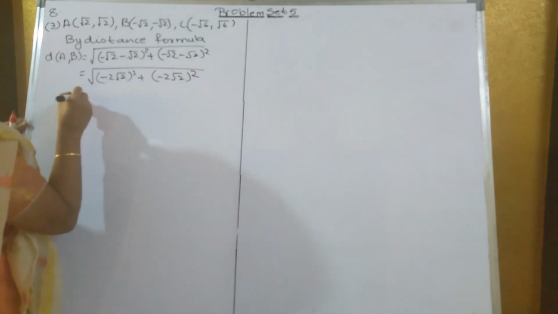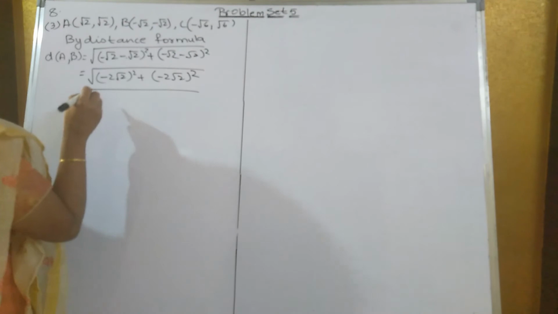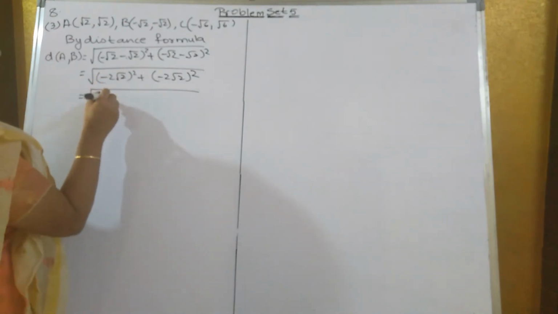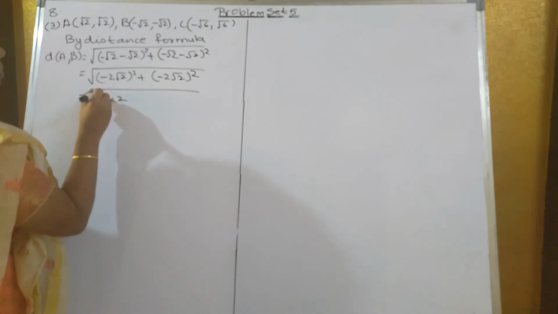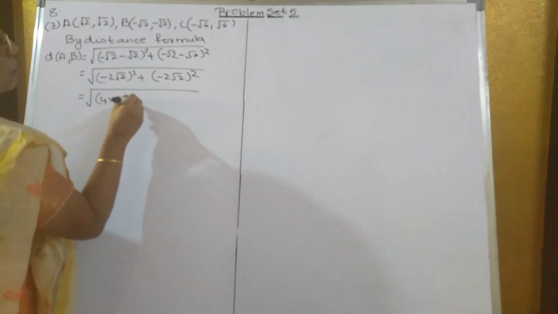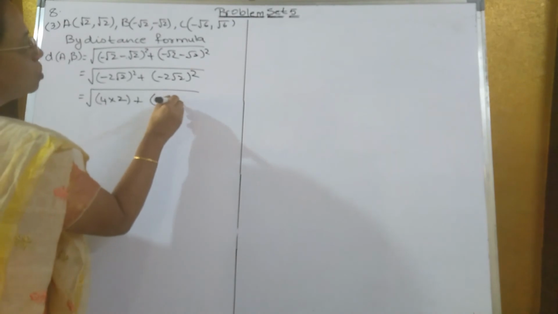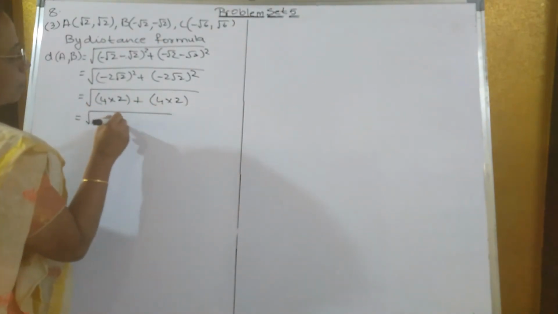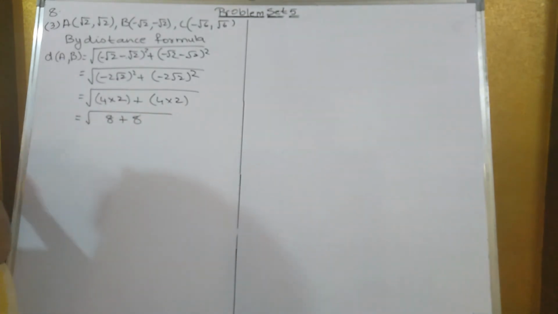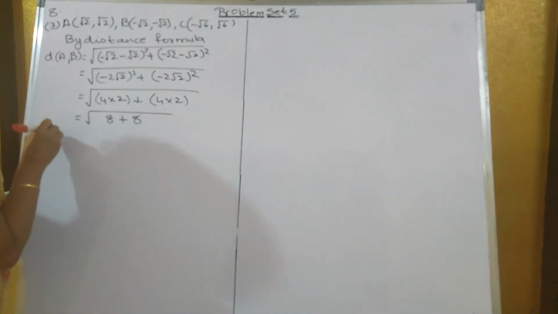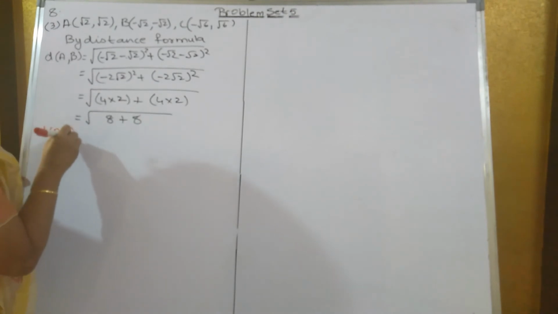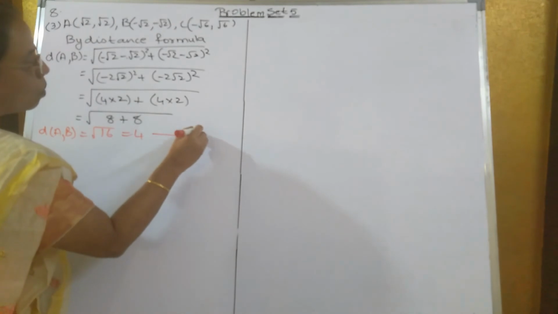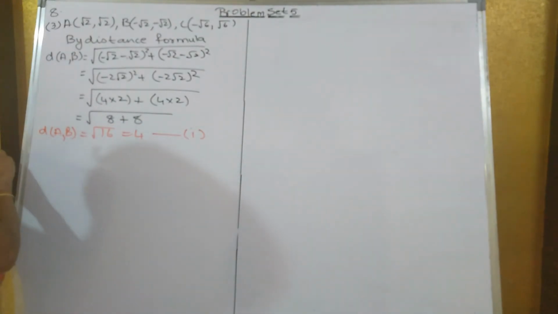So that's equal to minus 2 into minus 2 will be how much? 4, and root 2 into root 2 will be how much? Only 2. So 4 into 2 plus here also 4 into 2. So that's equal to 8 plus 8. So distance AB is equal to root 16, that's equal to 4. Let this be 1. Now we'll find out distance BC.